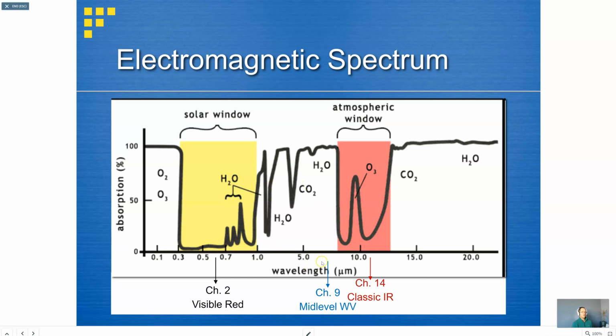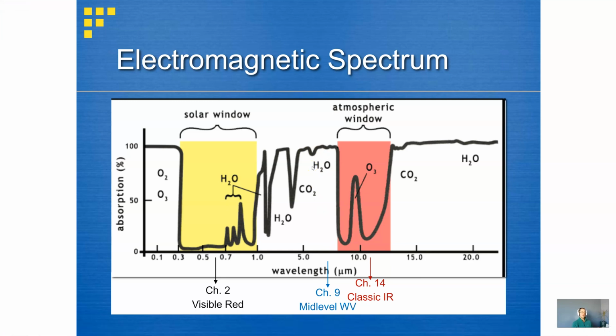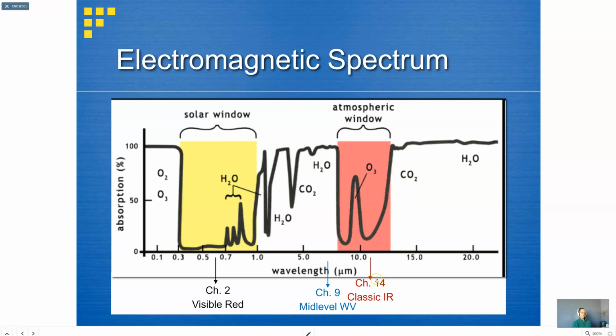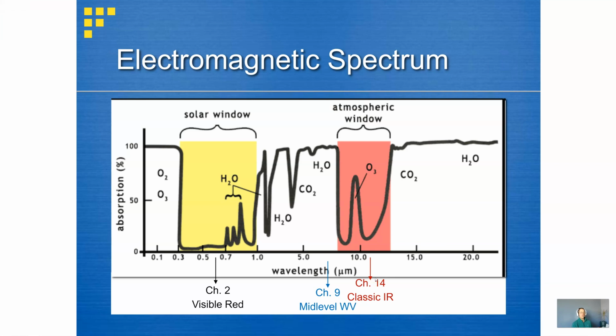We have a portion here in the IR. You'll notice here that we have some mid-level water vapor, channel 9, around this 5, 6, 7 micron portion, where, well, water is doing a really good job of absorbing radiation. So we'll talk about that when we talk about water vapor imagery soon. Another atmospheric window here. So channel 14, classic IR, around 11.2 micron. Again, a portion where a large percentage is able to make it through out to the satellite.